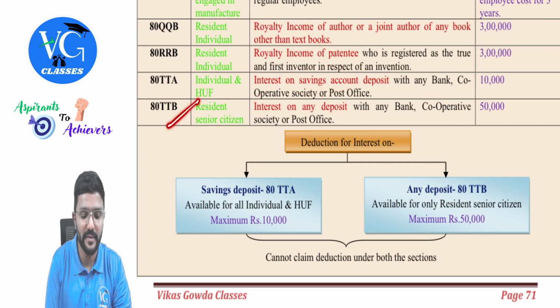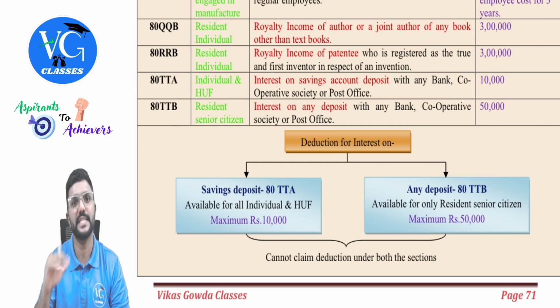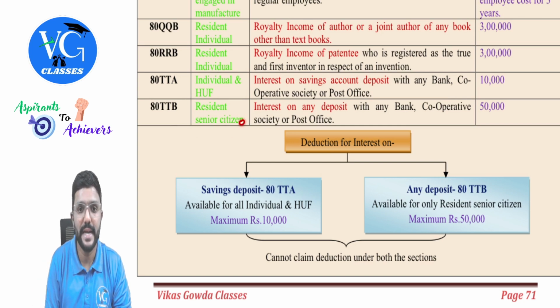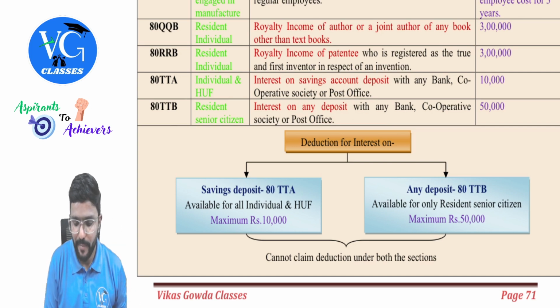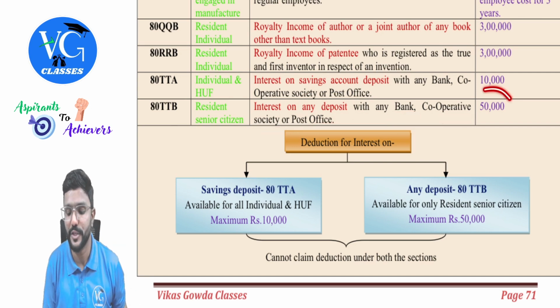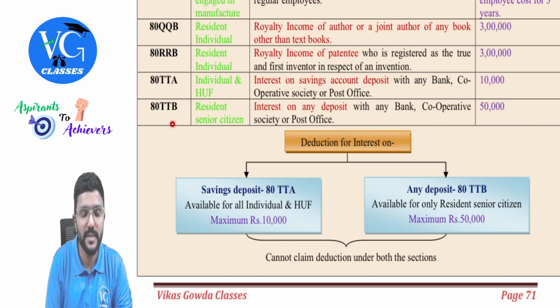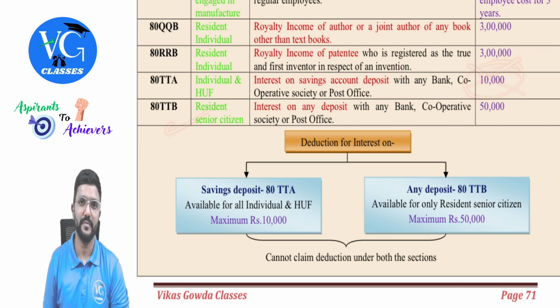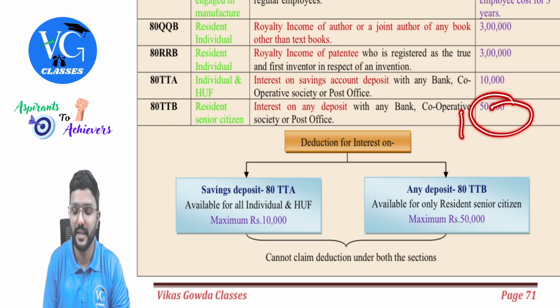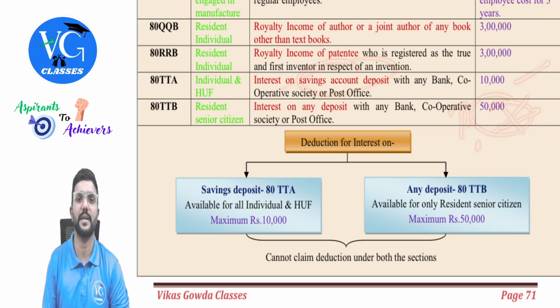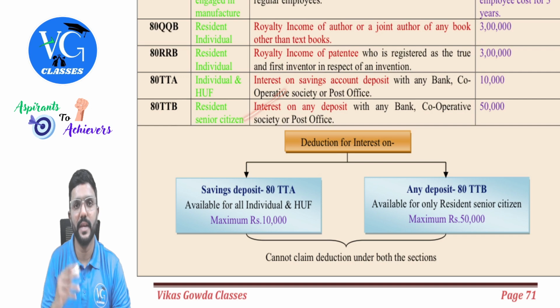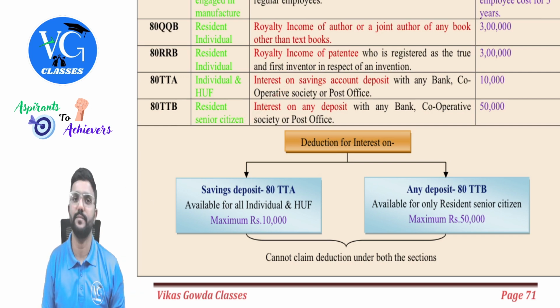Okay. Then 80TTB is a deduction for resident senior citizen only. That is for individuals who are 60 or more. And deduction is for what? Interest on any deposit. Any, not only savings, any. With any bank, cooperative society or post office. Maximum how much? 50,000. Now, if an assessee is eligible for this, can he go and claim 80TTA also? No, no. First check whether you are eligible for 80TTB as there is higher deduction given here. If yes, only claim that. If not, then you can claim 80TTA, but only for interest on savings account. So here, interest on any deposit is allowed. Yes, including FD and RD.